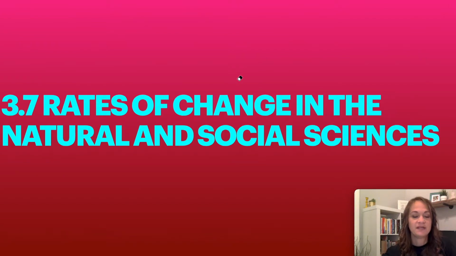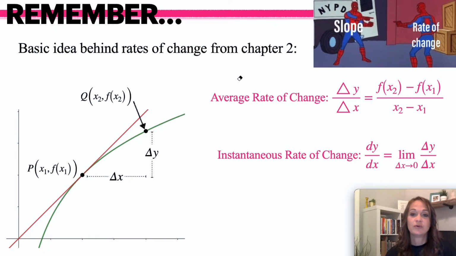In this video, we'll be discussing rates of change in the natural and social sciences. Something to remember from Chapter 2, you have what is called the average rate of change and the instantaneous rate of change. The average rate of change is when you take 2 points and you basically use the slope formula. So the change in y, delta y, over the change in x is going to give you the average rate of change.